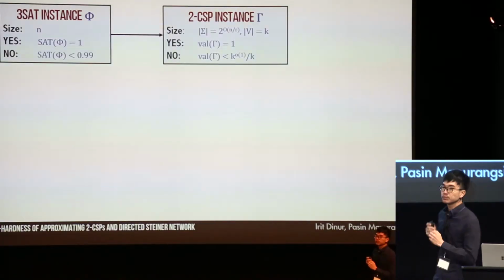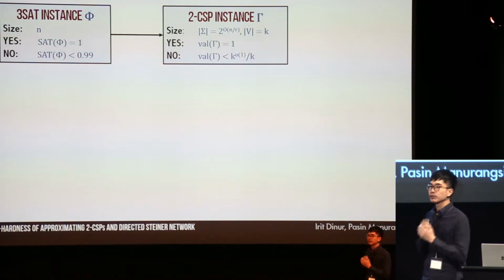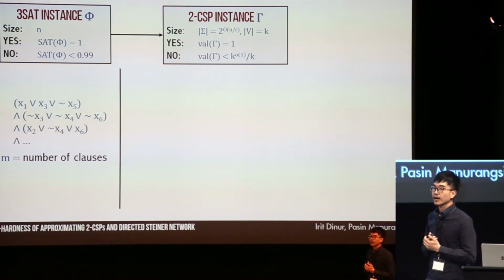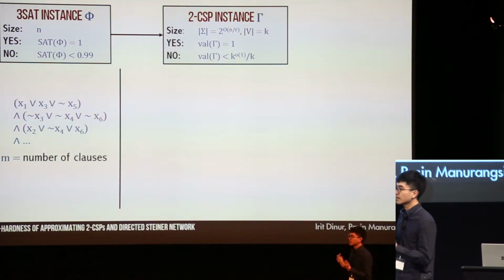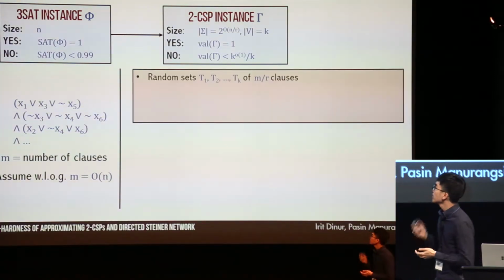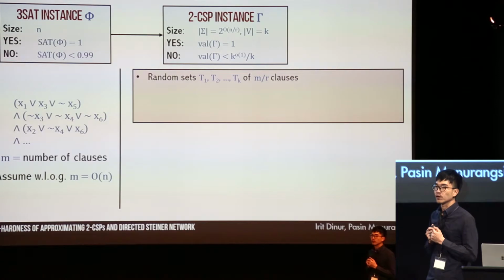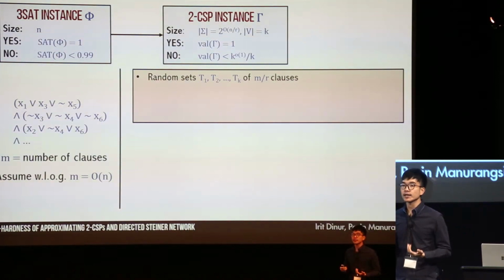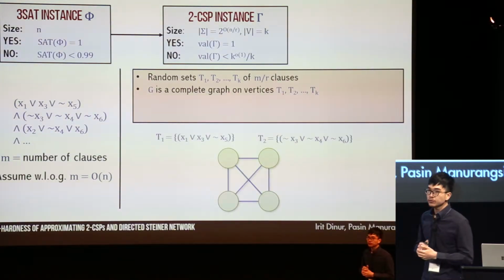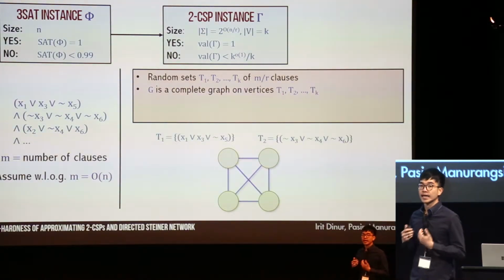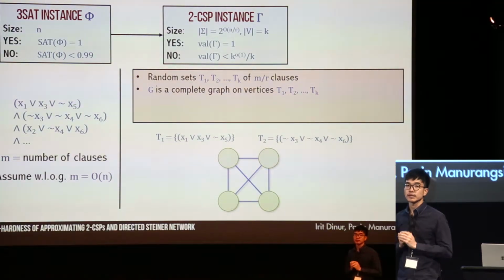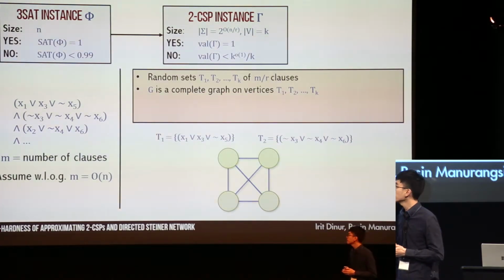The reduction proof is very simple, so hopefully I can tell you a little bit about it in the remaining time. Let's say we start with a 3SAT formula with m clauses. We can assume without loss of generality that m is linear in n. We will construct our 2CSP instance as follows. First, we pick k random subsets of clauses, each of size m over r, and these will be our variables. So we have k variables. The constraint graph is just a complete graph, so there is a constraint between every two variables.